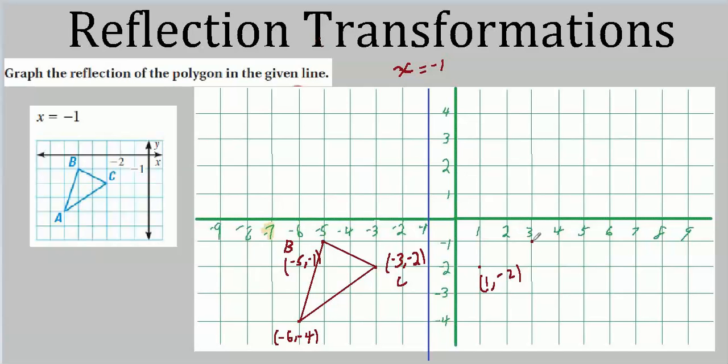And that is the point 3, minus 1. And our next point here, well, looks like we're 5 units to the left of this line, so we have to go 5 units to the right, which I think puts us right here. The y-coordinate stays the same. So we've got 4, minus 4.